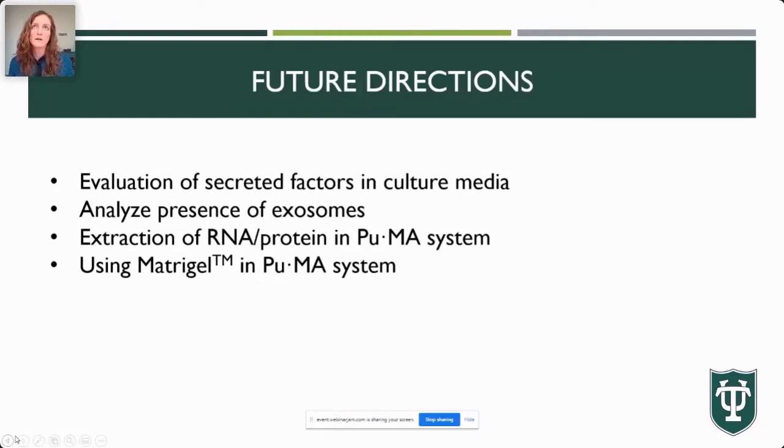We've been working on trying to extract RNA or protein from organoids growing in the PUMA system by flowing in RNA lysis buffer or protein lysis buffer, and then just extracting out the resulting RNA or protein. And then, as mentioned by Katya, currently we're working on how to use Matrigel in these PUMA systems. This is incredibly important for us because some organoids really require the Matrigel to grow.